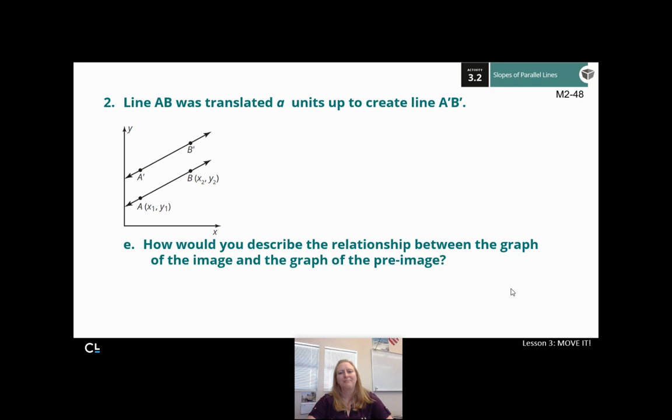So tell me then, how would you describe the relationship between the graph of the image and the graph of the pre-image? How would you describe how these two lines are related? There's a word and you know it. Hit pause, jot it down, hit play when you're ready to check your work.